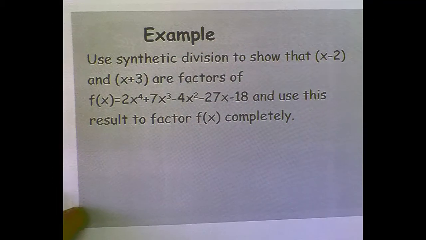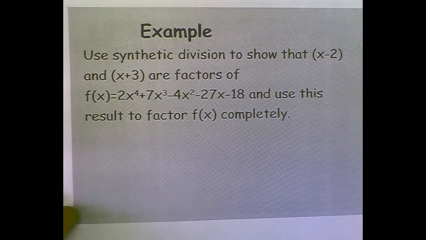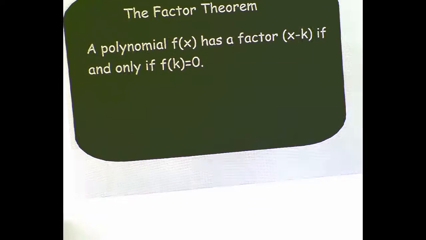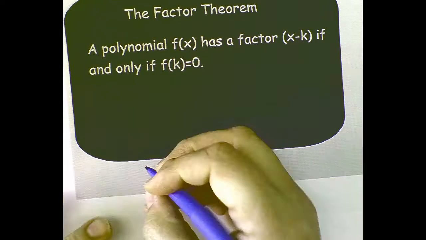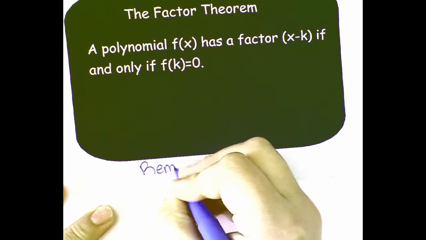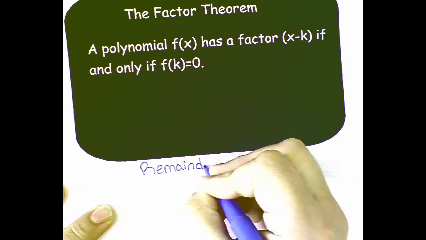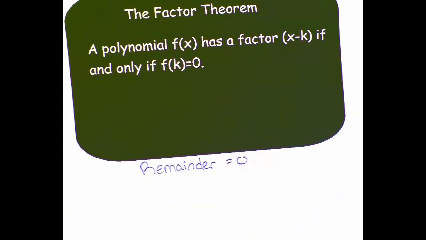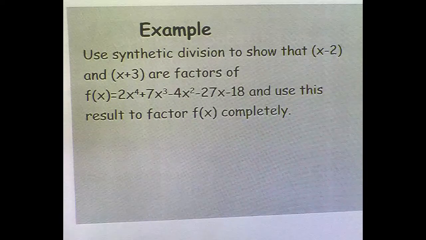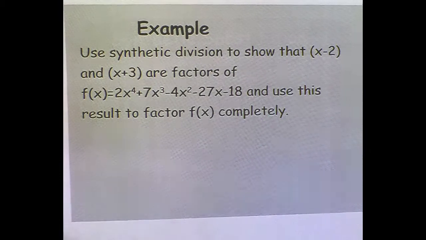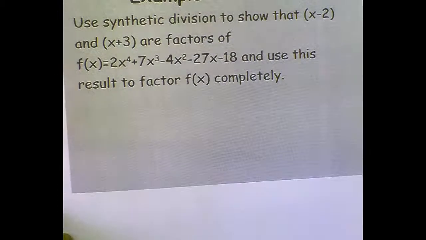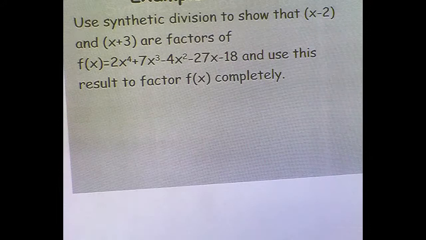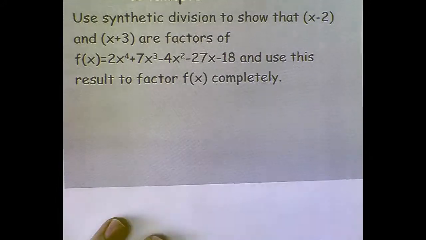So let's show that these are factors. And when we say the value, sorry, we'll go back to this, we're also saying a remainder. So when I divide, if the remainder is 0, then it is a factor. So let's show that x minus 2 and x plus 3 are factors of this and use that to factor completely. You get to pick which one you start with. Let's start with x minus 2.